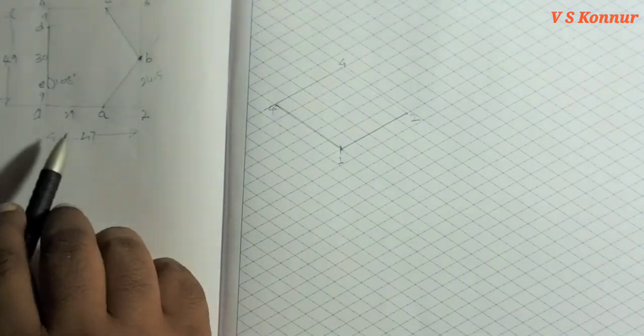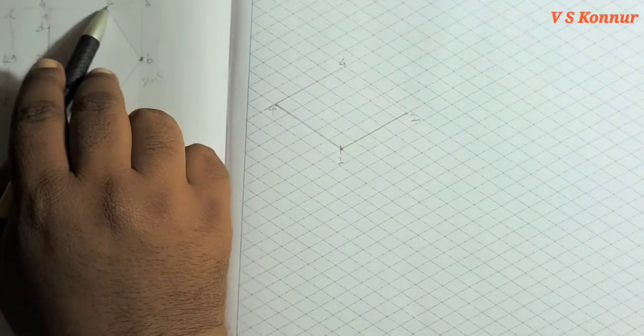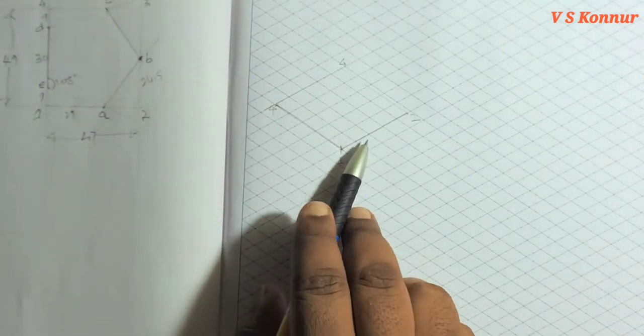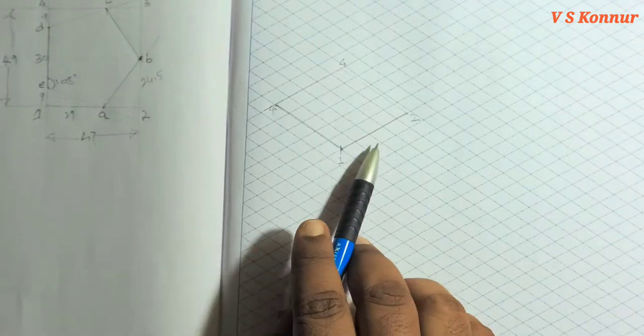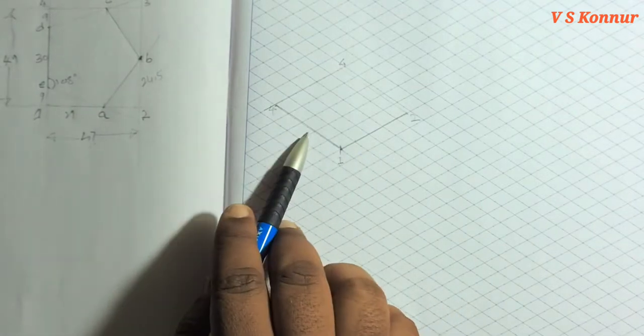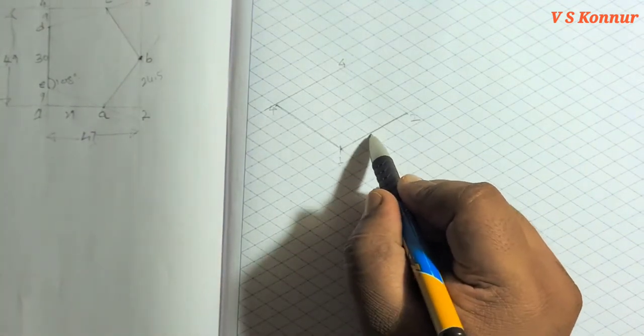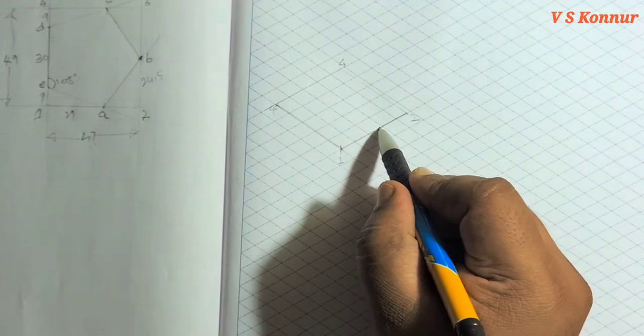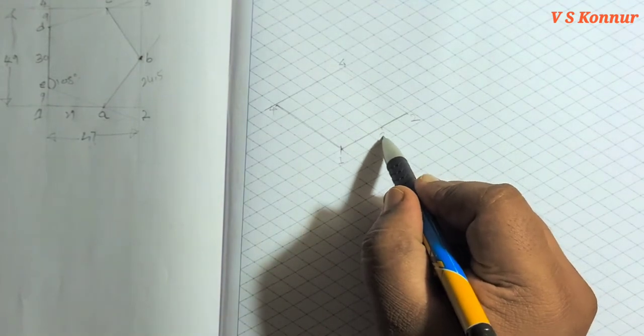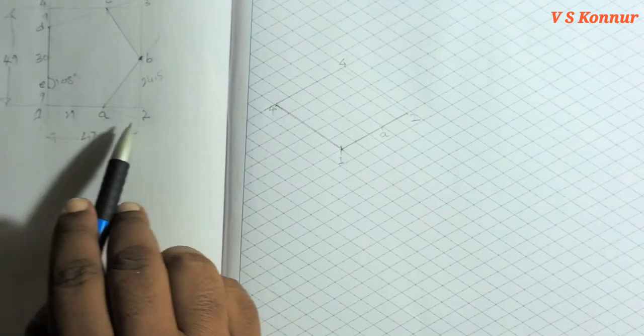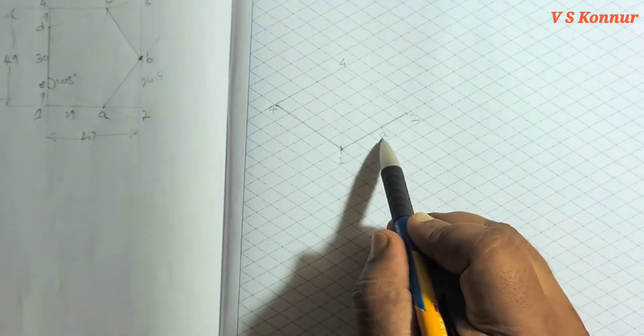Now we have to transfer the A point, B point, C point, D point, E point to this. Now 47 we got, 49 we got, and the other side also 47 and 49 we got. Now from 1 to A the distance is 29. 10, 20, 29 is very close to 30. That is the A point. A point is in between 1 and 2.